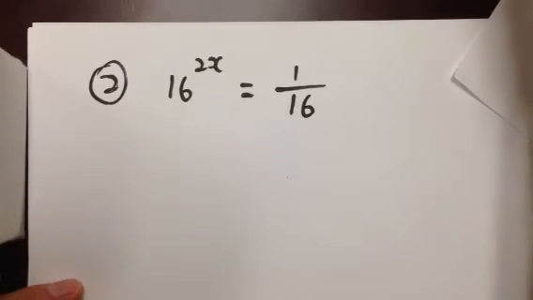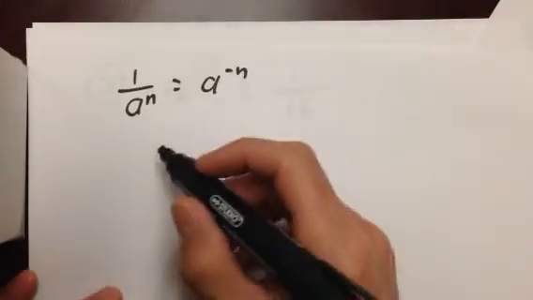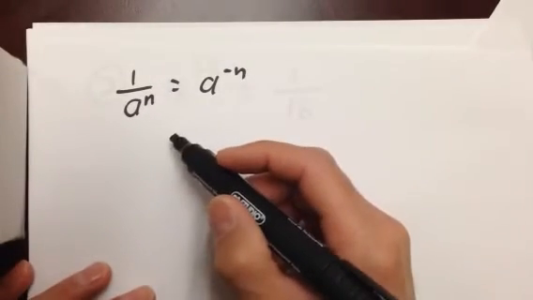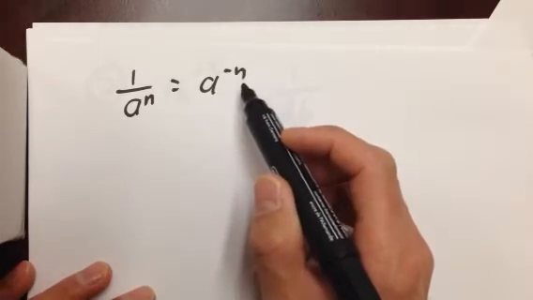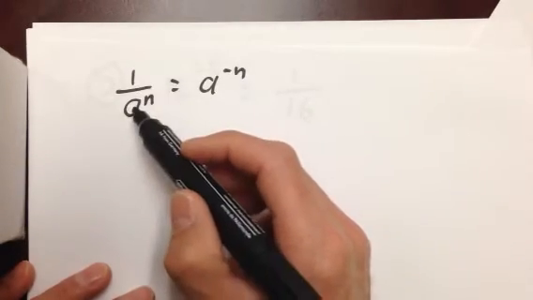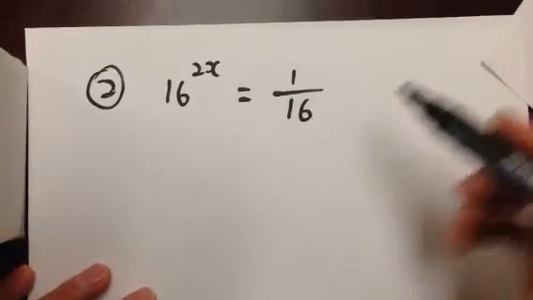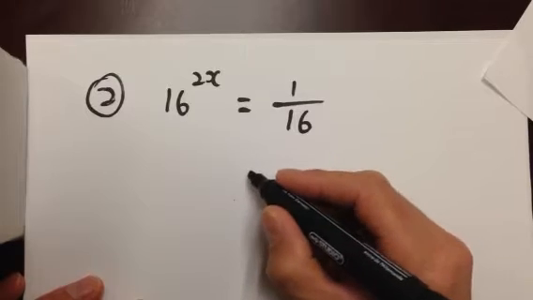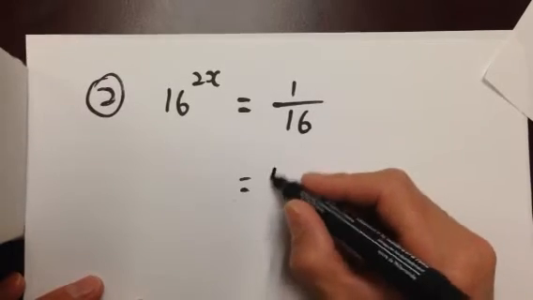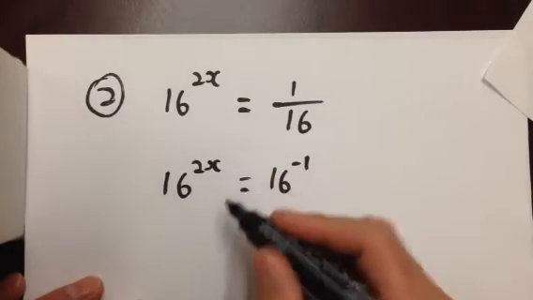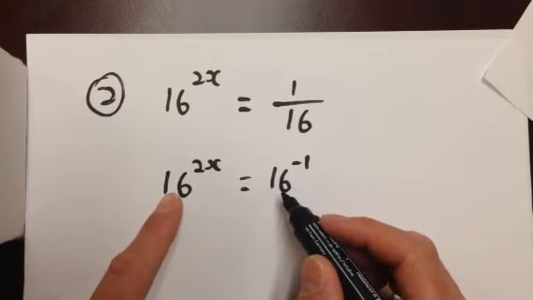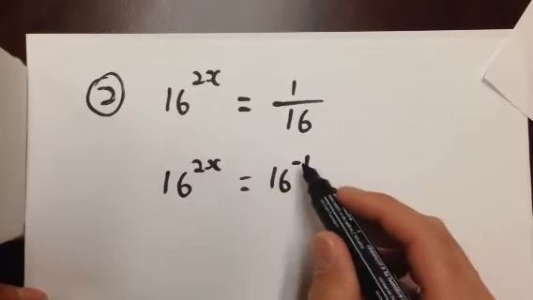So I'm going to apply this well-known exponent rule. And I'll make a video deriving all the exponent rules afterwards, but we will accept it for now as we're solving this. 1 over a to the n is equal to a to the negative n. That means that we can replace a fraction with a negative exponent. So here I have 1 over 16 to the exponent 1. I can write that as 16 to the exponent negative 1. Now I have identical bases. So I can say this exponent is equal to that exponent.